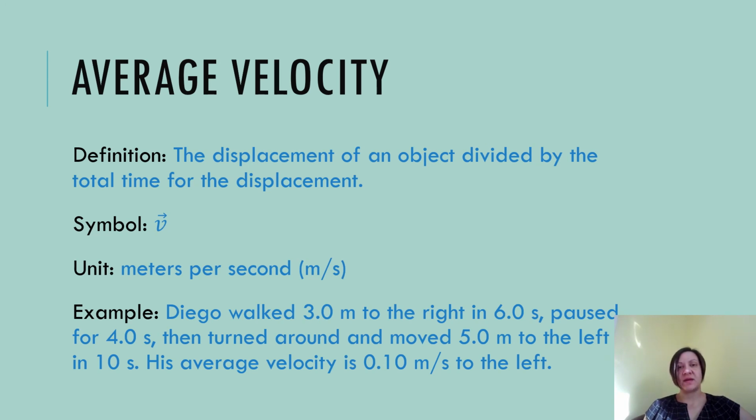So a big thing I want to point out is when we see that word average here, we're not talking about averaging two different velocities. Instead, average velocity has that meaning of taking the total displacement divided by the total time.